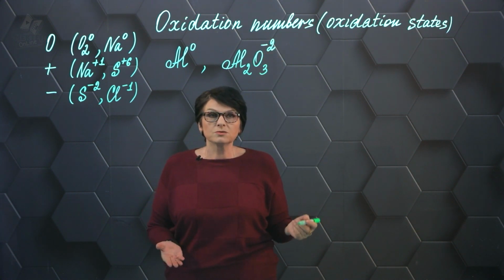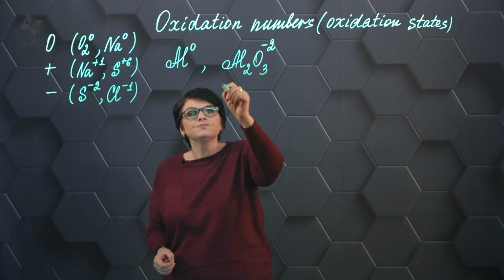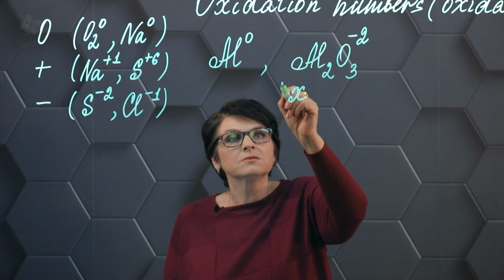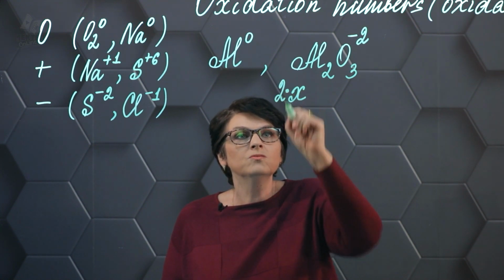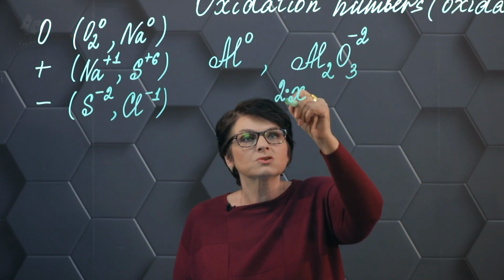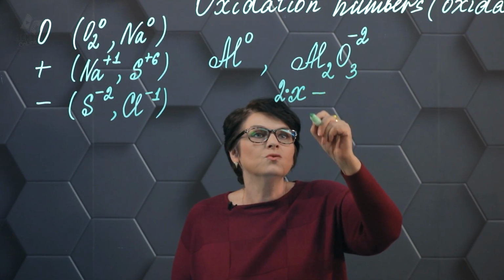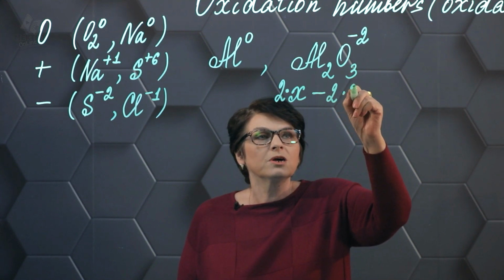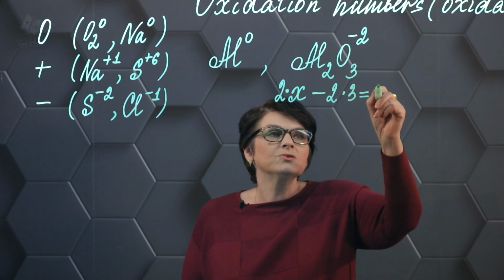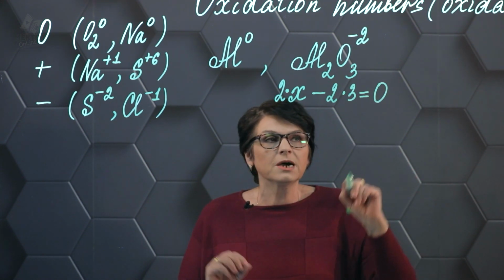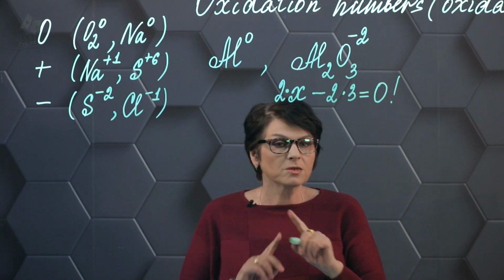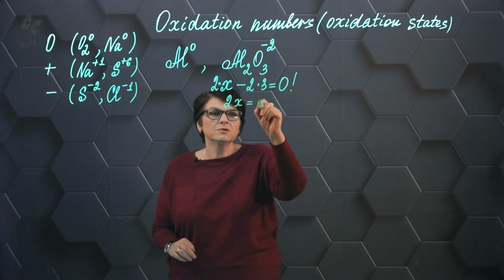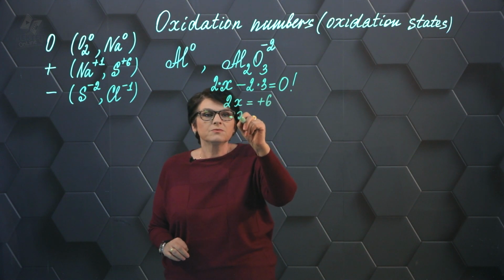Now let's move on to calculating the charge of aluminium. We'll take its charge as x, but since it has an index of 2, we need to multiply 2 by x because the index is multiplied by the charge. Next, oxygen has a charge of -2, but we have 3 such particles. Then the total charge must always be 0. That's a rule we can't forget, if this is a simple substance, a non-ion. Then from here we solve the equation with one unknown. We get therefore the charge of aluminium +3.